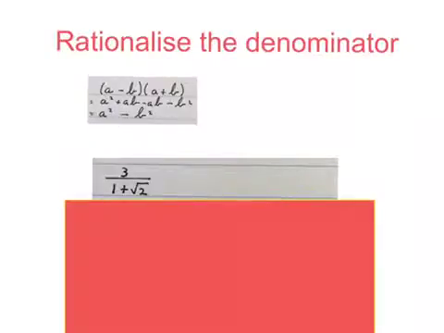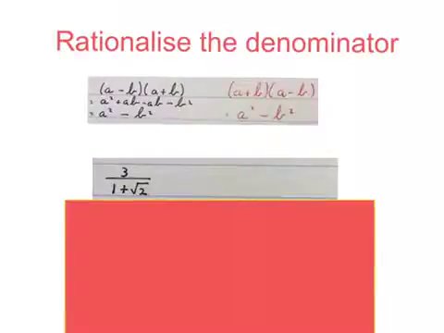So if you have two brackets next to each other, each with two terms in them, and you've got a plus b, a minus b, you can just times a is a square, and plus b times minus b is minus b squared. There will be nothing in the middle here. We call that the difference of two squares.